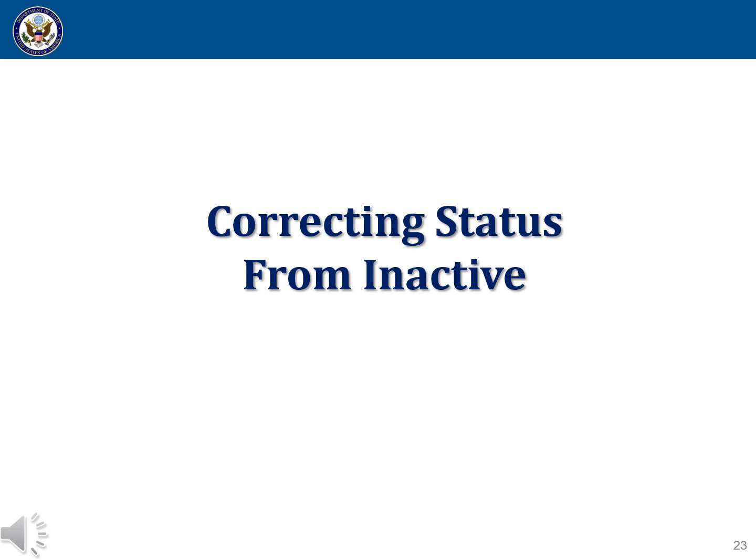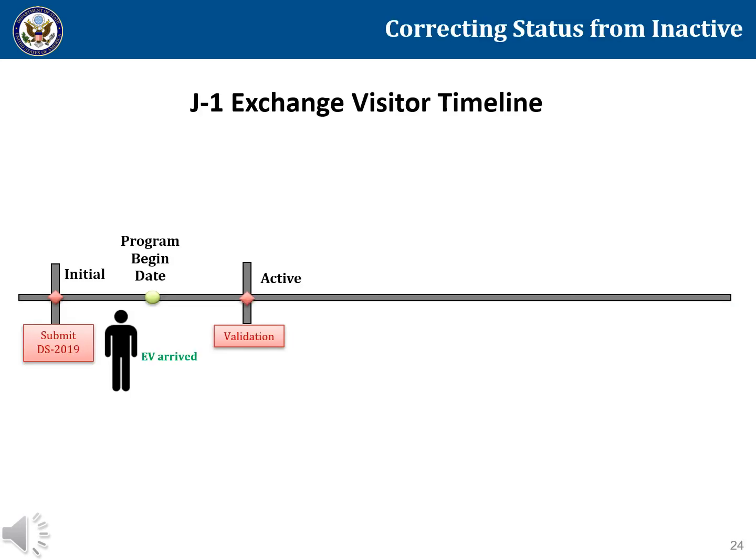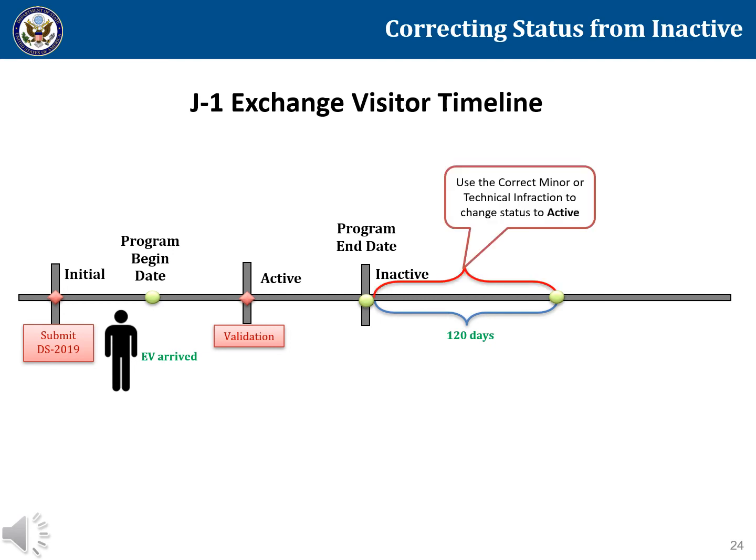Now we will talk about correcting status from inactive. The status of an exchange visitor's record changes from initial to active when the record is validated. The record remains in active status until the program end date, at which time the status changes to inactive. If the status should be active, you have up to 120 days after the status changed to submit a correct minor or technical infraction to update the program end date and return the status to active.